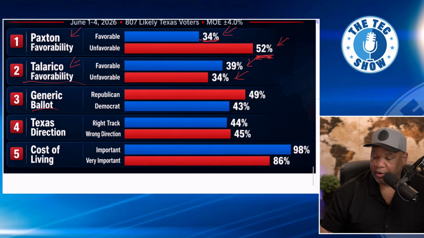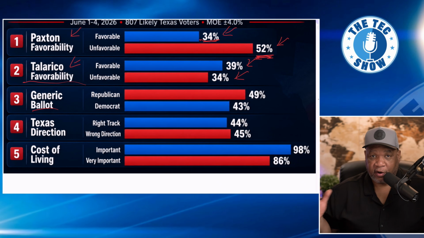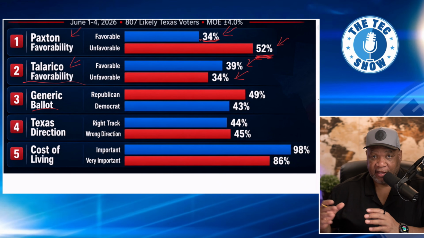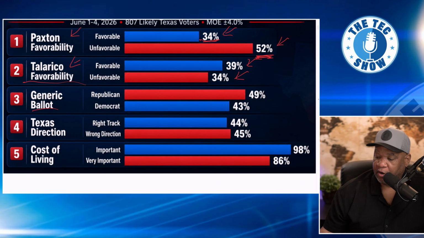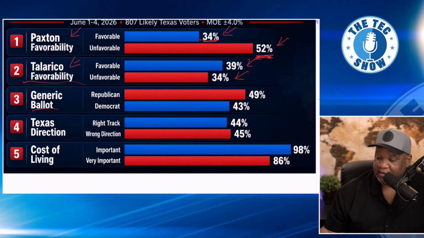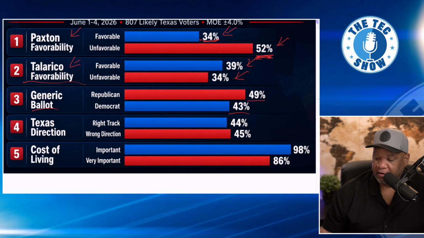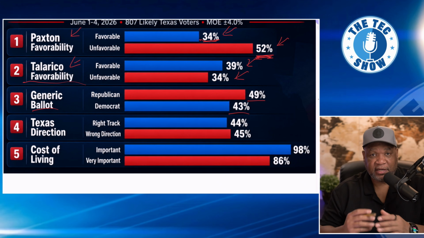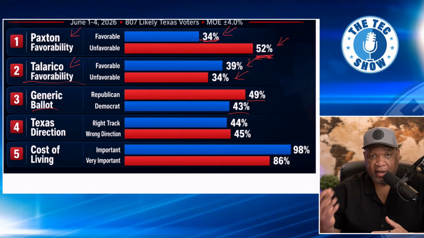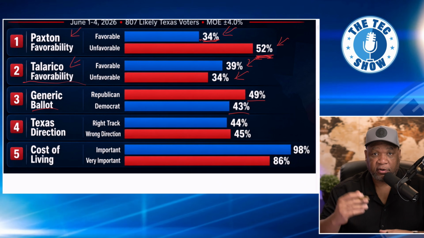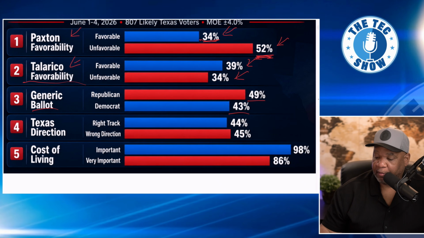Generic ballot, this is important. Now we're talking about Texas. We're not talking about the overall generic ballot. We know the overall generic ballot, Democrats are leading, and they've been leading ever since March of 2025. So when we're looking at Texas, the generic ballot is showing 49% for Republicans, 43% for Democrats. And basically, the question that would be asked is, who are you more inclined to vote for in the general election? Is it going to be a Republican or is it going to be a Democrat? In Texas, you have more people saying that they're inclined to vote for a Republican.